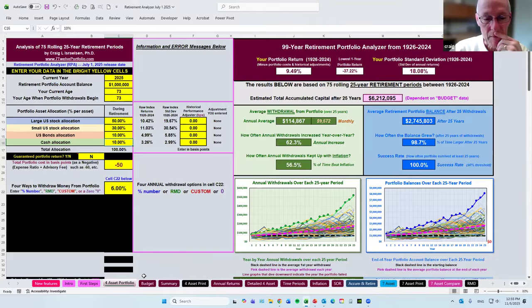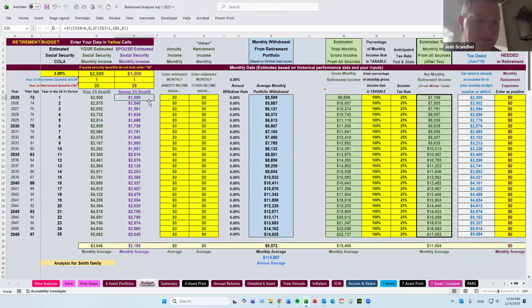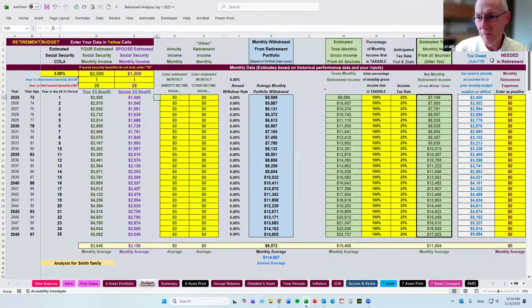Oh, man. So let me take it back to the budget for 2 more minutes, and then we probably need to let these folks go, Josh. Absolutely. So I wanted to show you something really cool in the budget portion, which is after you've entered your Social Security data up here in the yellow, you've got your withdrawal information coming from the other tab that we've been tinkering with. You then have reported to you your estimated total monthly gross income from all sources.